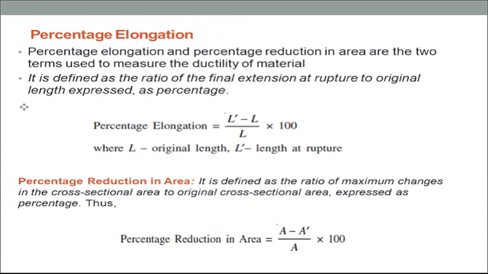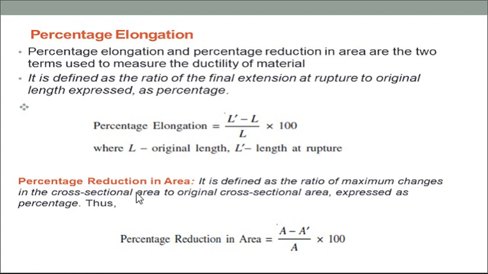Percentage elongation and percentage reduction in area are the two terms used for the measurement of ductility of any particular steel bar or steel member. Percentage elongation is defined as the ratio of final extension at rupture to the original length, expressed as a percentage. It is very simple, you can form this formula. In the longitudinal direction you can calculate L dash minus L, where L is the original length and L dash is the length at rupture. If you take the difference between the length at rupture and the original length, you will get the final extension, or change in length, divided by original length. If you want to find it in percentage, multiply by 100.